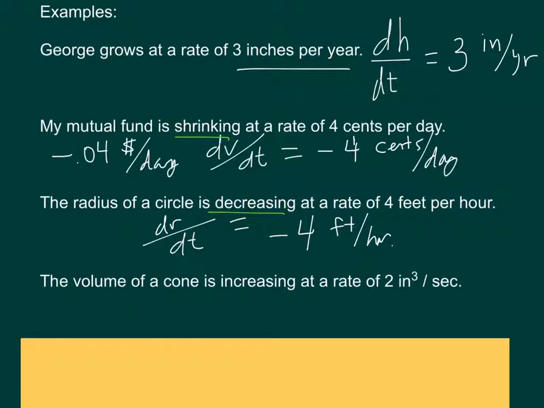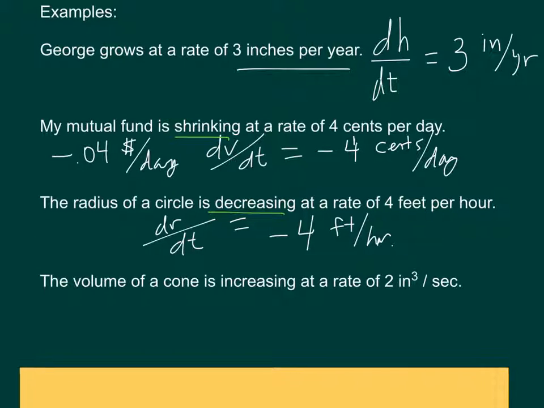If I want to describe this one, the volume of a cone is increasing at a rate of 2 cubic inches per second. So we're looking at a change in volume. Volume is usually written with a capital V, with respect to time. In this case, it's increasing, so we're going to have a positive 2, and they already give us the units here, cubic inches per second.